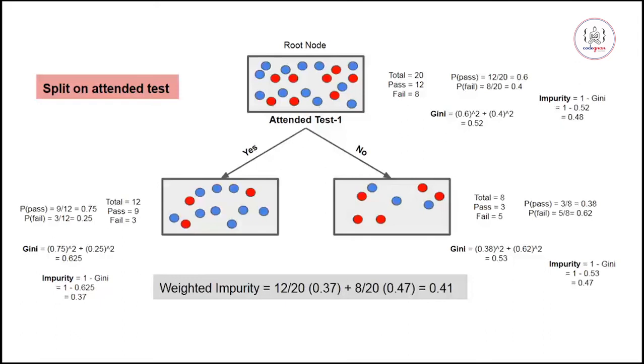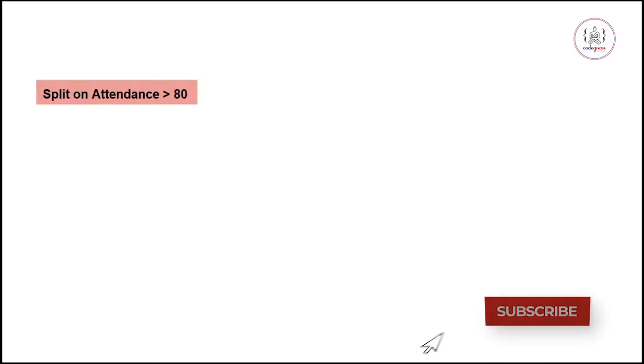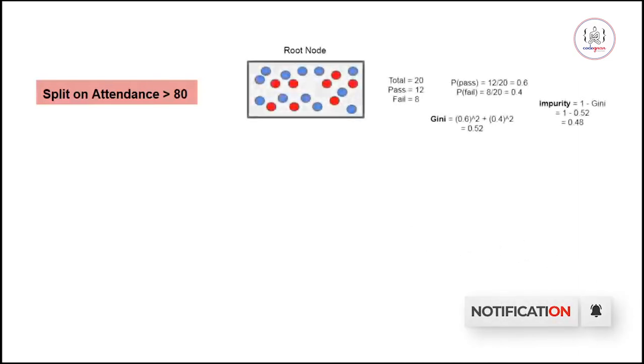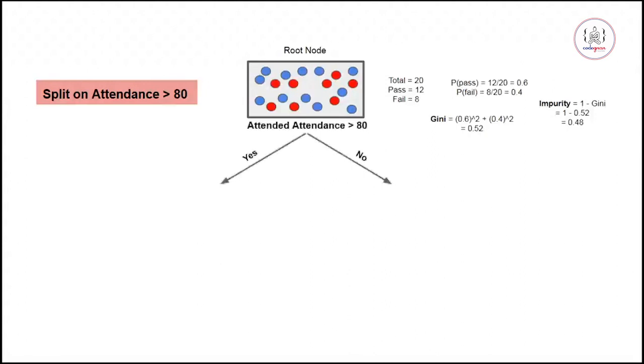So now we have seen this split on attended test. Similarly, you calculate this for the split on attendance. Here we only have two variables, right? If you have n number of variables, this is going to happen for your n number of variables. We have already calculated the impurity at the root node. Now let's split this on attendance greater than 80 and see.